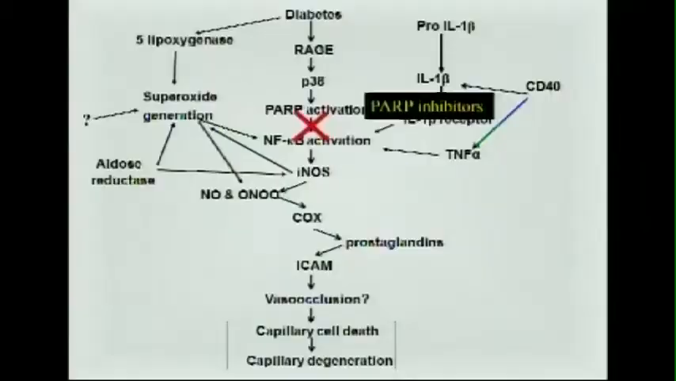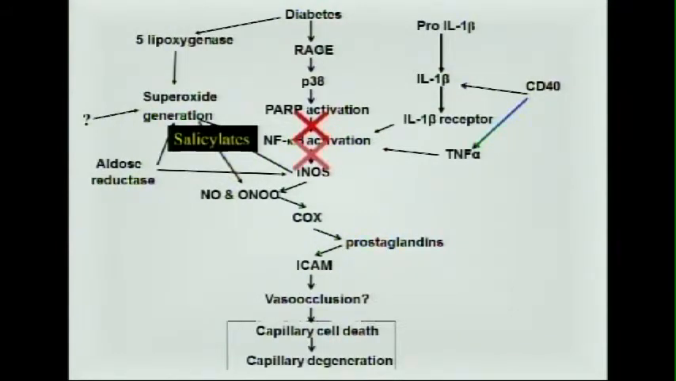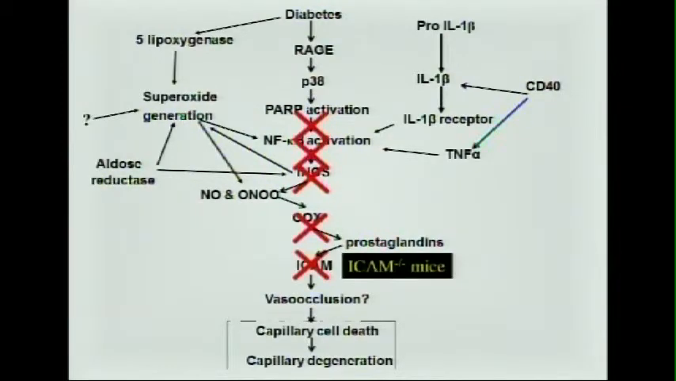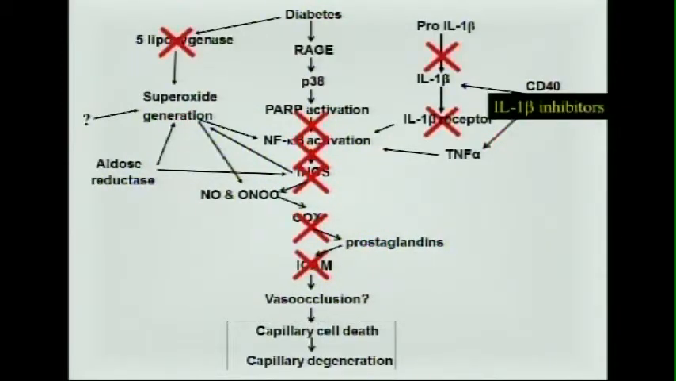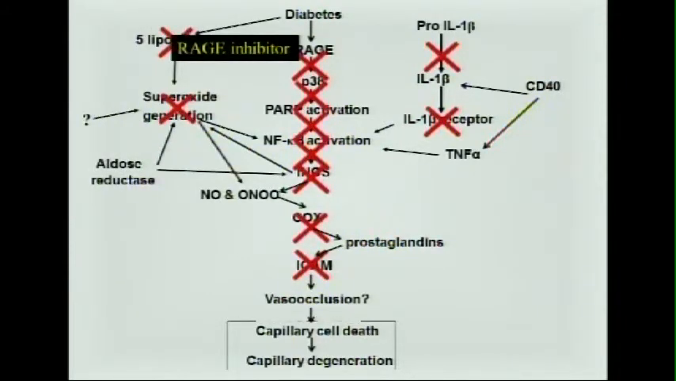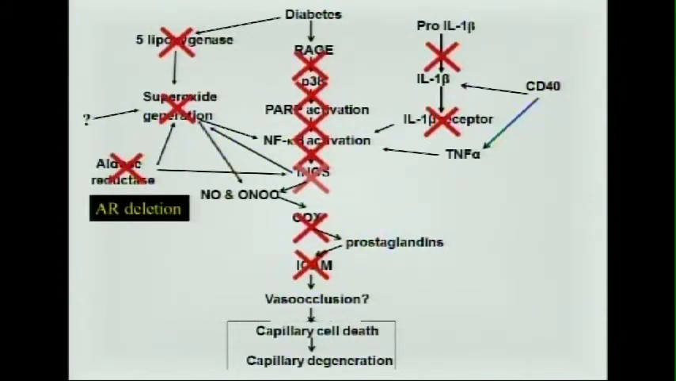And so we did this over and over again, and eventually we were able to put things into a linear cascade. So all I want to basically point out is that we've been able to inhibit the diabetes-induced degeneration of retinal capillaries by a whole variety of pharmacologic and genetic modifications that have given us a strong impression that this is an inflammatory cascade that's going on.